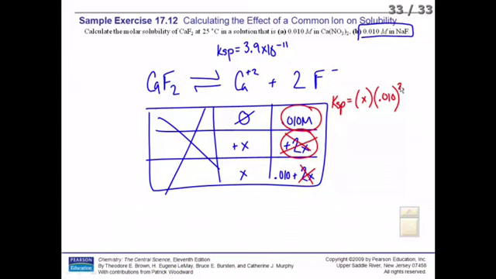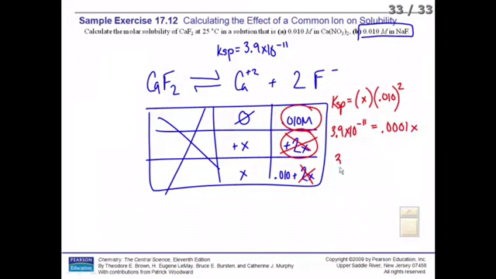Alright, so now we're going to plug in all of our numbers. KSP again is 3.9 times 10 to the negative 11th is equal to, let me go ahead and square that right now, 0.01 squared. So this is 0.0001x. Okay, let's go ahead and solve for that x. So 3.9e negative 11 divided by 0.0001.